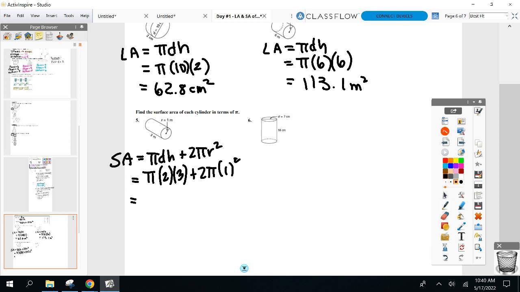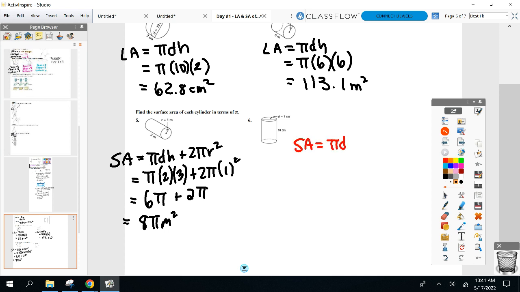All right, it said in terms of pi. Pi times 2 times 3 will be 6 pi. Plus, what do you get over here with the pi? 1 squared times 2. Can you combine those? They both have pi's? You better combine them then. So in terms of pi, the surface area is 8 pi square meters. And then we got one more here before the big one.